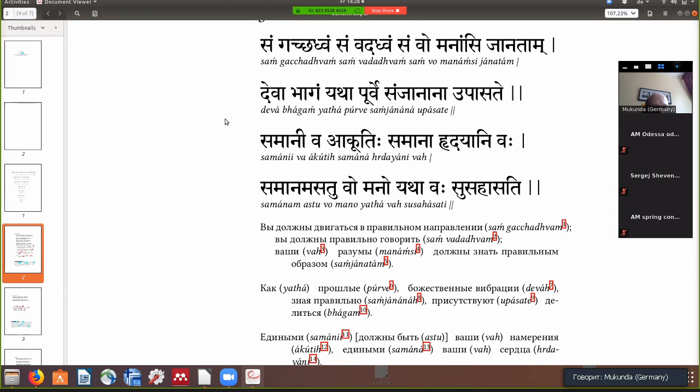So the word deva, of course, is very closely related to the Latin deus and the English words like divine.